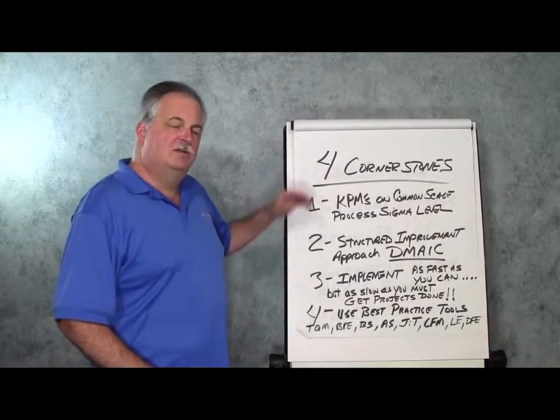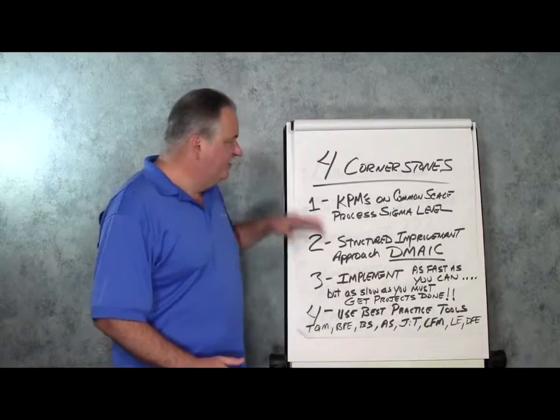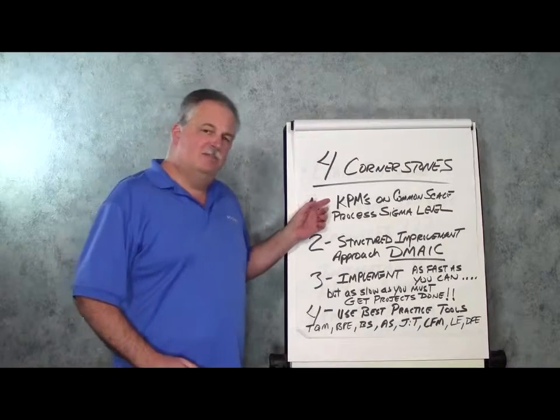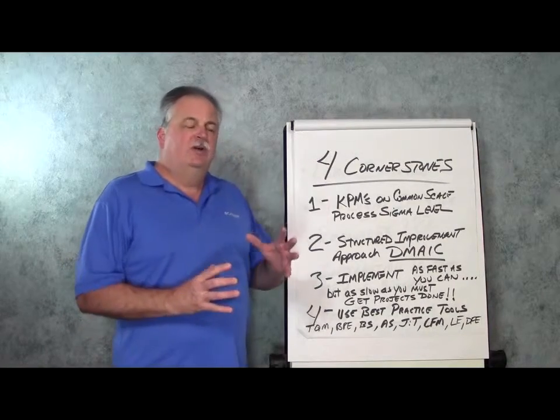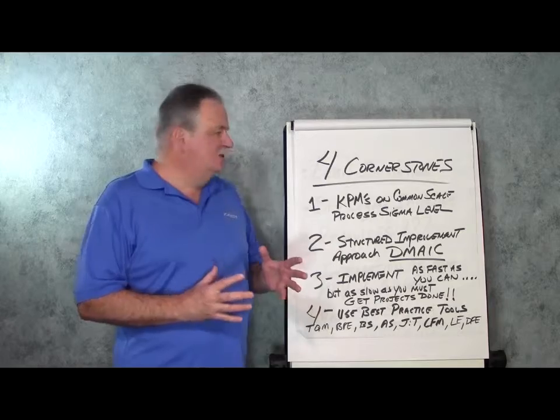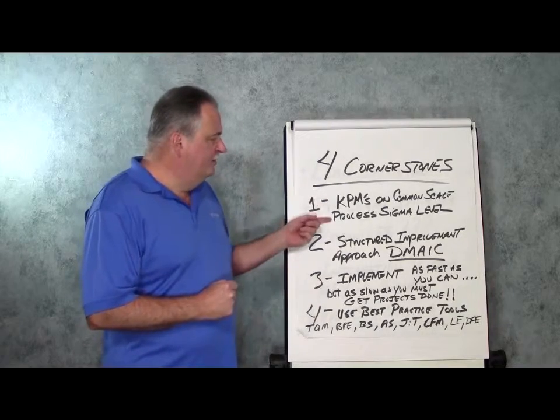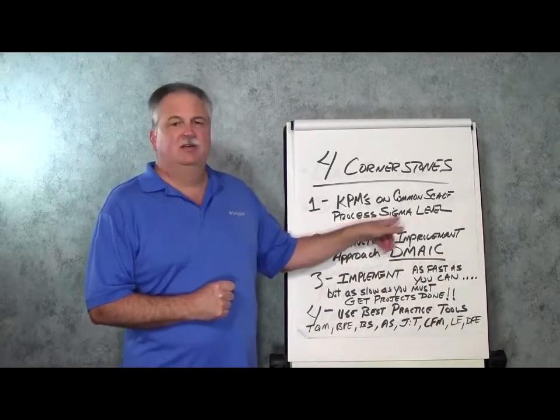There are 4 cornerstones of Six Sigma. The first is we're going to use some key performance metrics to make sure that we can measure things on a common scale. And what we use for that is a thing called a process sigma level.